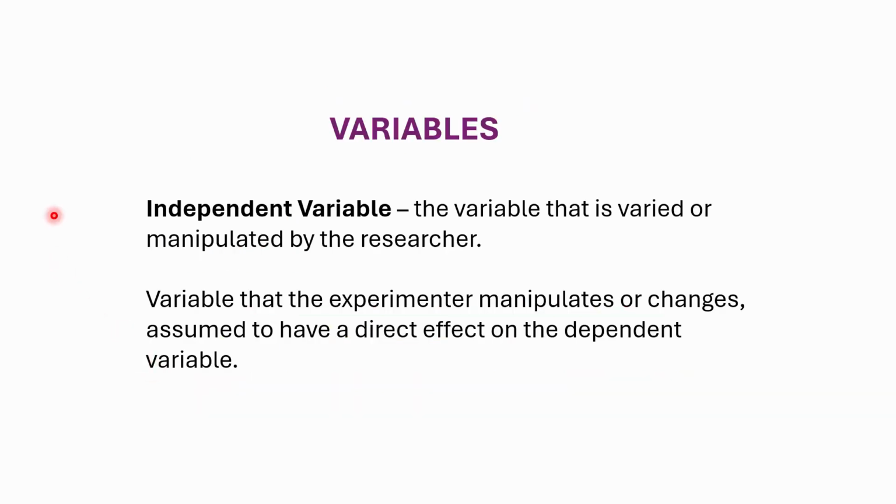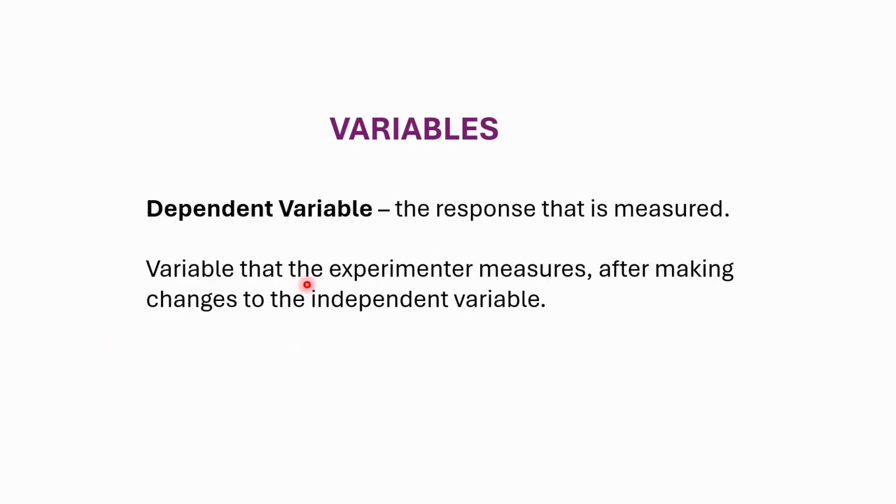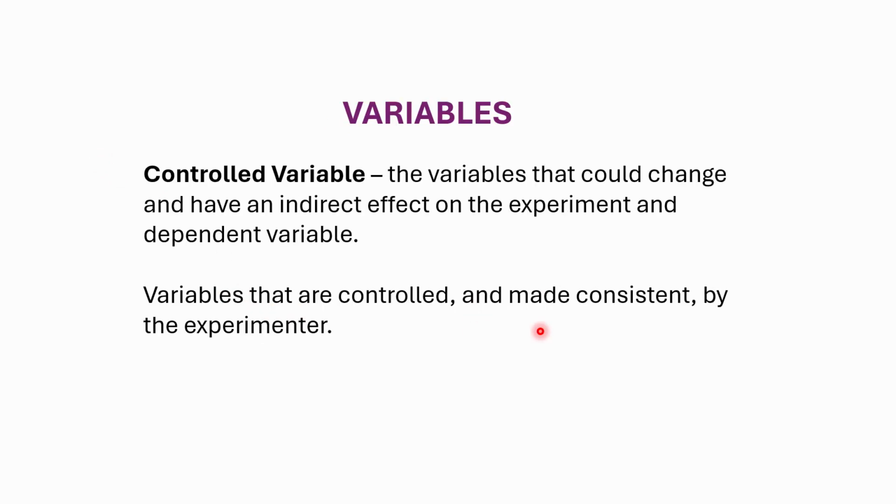Now, variables, there are a few types of variables. In an experiment, the independent variable is the one that's varied or manipulated by the researcher. So the conditions that the researcher puts on the experiment. We can also think of it as the variable that the experimenter assumes to have a direct effect on the next variable, which is the dependent variable. And that's the response that's measured. So the dependent variable depends on the independent variable. This is the one that the experimenter measures after making changes to the independent variable.